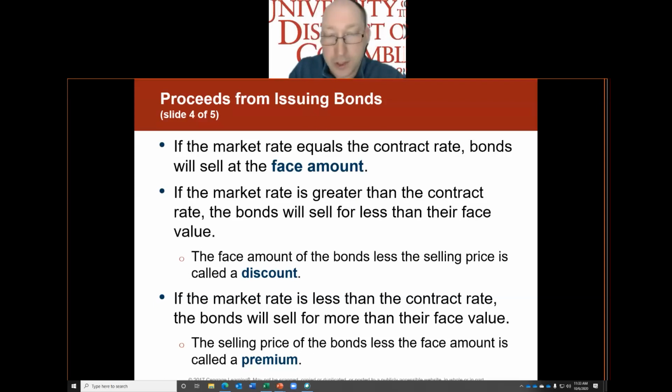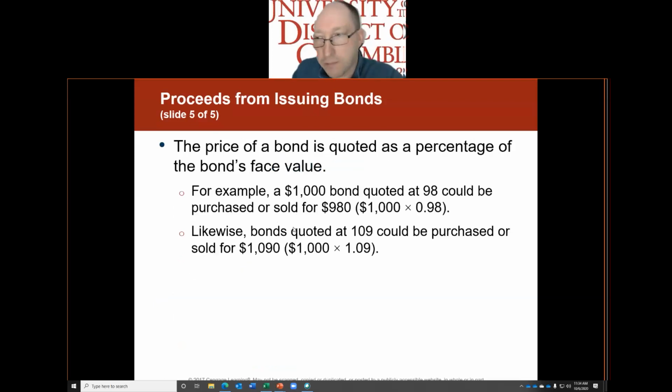The opposite is also true. When the market rate is less than the contract rate, we sell it at a premium. Premium is when the bond rate is higher than the market rate. When the market rate is higher than the bond rate, we sell it at a discount. So just try to remember that relationship.